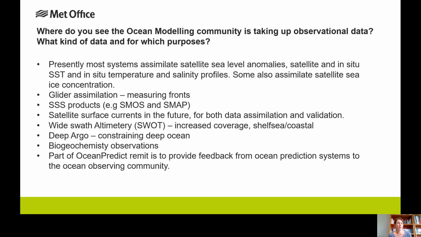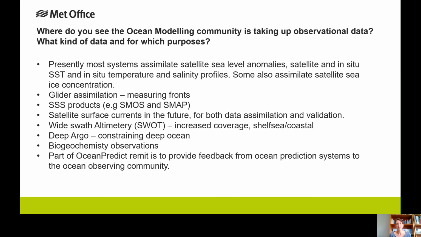Sea surface salinity products is an area where there's more interest. So, for example, SMOS and SMAP. Satellite surface currents in the future, these could be used for both assimilation and validation. So, for example, SCIM if that goes ahead. Wide swath altimetry, for example, SWOT. This will provide us with increased coverage and better sampling in shelf seas and coastal regions. Also, the assimilation of deep Argo will help with constraining the deep ocean, and I'm sure that in the future there'll be more assimilation of biogeochemistry observations.